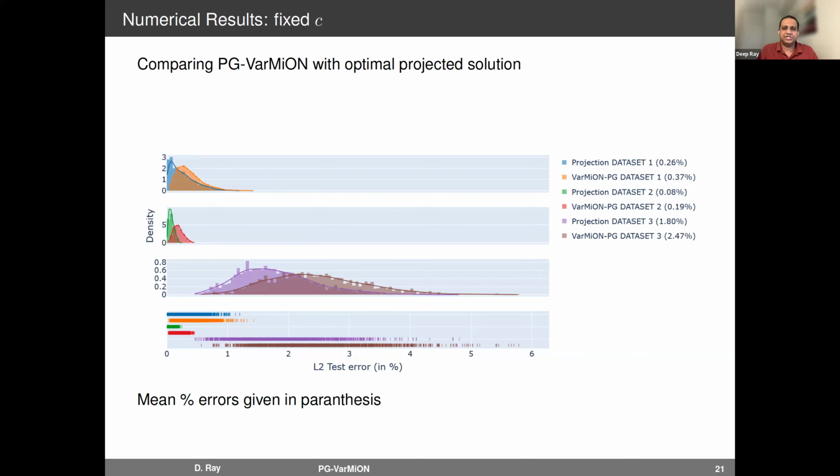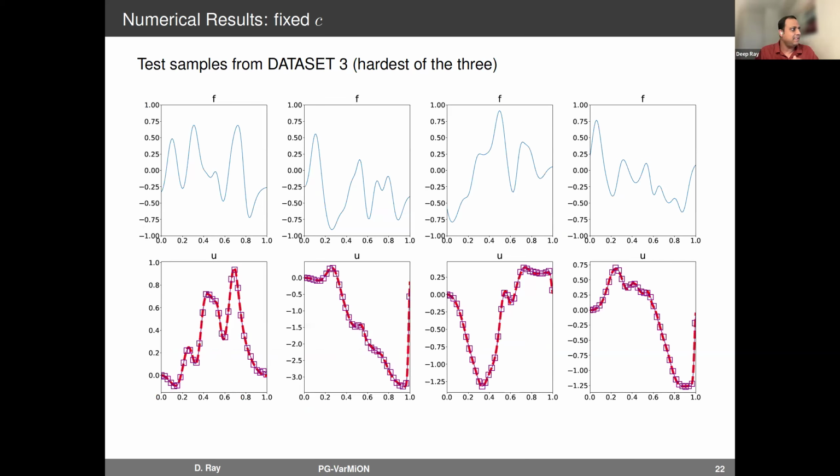And remember, we cannot beat the projection error. That's our lower bound. We seem to be doing well here in terms of getting close to it. But what about the other methods? How did they perform on this data set?